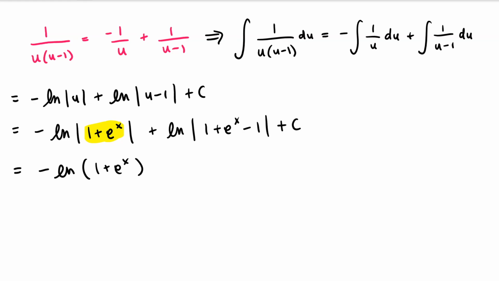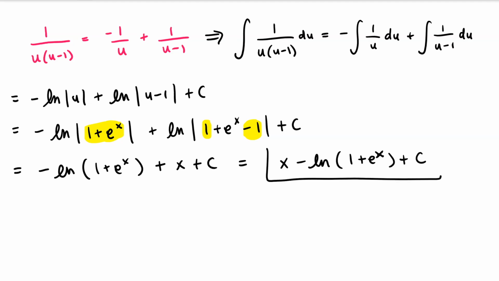What's going to happen in our second natural log is 1 and minus 1 will become 0, so we'll have the natural log of e to the x, and that is just equal to x. And if you don't want the negative in the front, we can rewrite this as x minus the natural log of 1 plus e to the x plus our constant of integration. And here's our final answer.